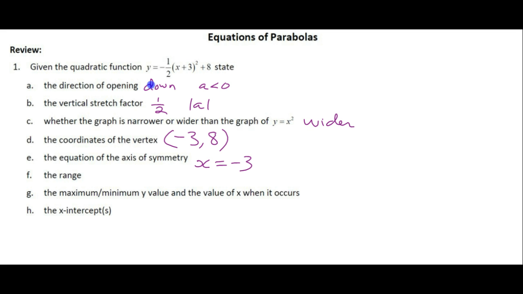The range? Which way does it open? So y is less than or equal to 8. The max or min y value and the value when it occurs? Max y value of 8 when x equals 3. -3, sorry.